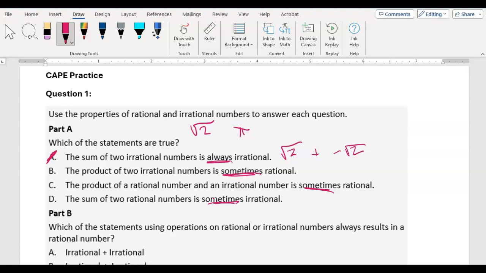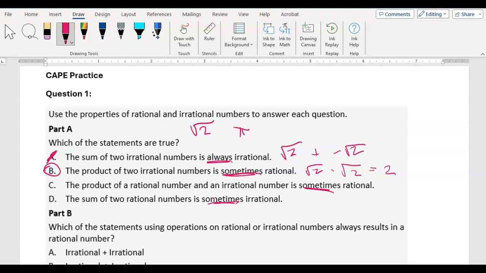B, the product of two irrational numbers is sometimes rational. Well, we saw above that if I did the square root of 2 times the square root of 2, I would get 2. And that's a rational number. So sometimes it is. And so that one seems like our best one. But again, don't just pick the first one. Let's keep reading.